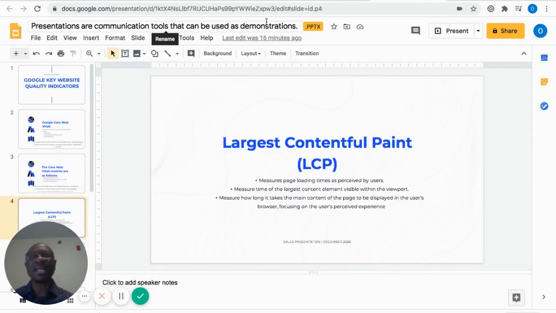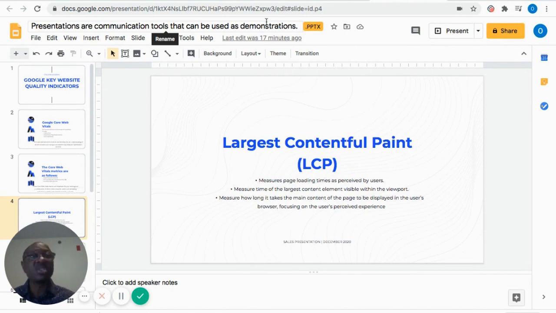So let's look at each of these individual components. The largest contentful paint. What is Google looking for? This actually measures your page loading time as perceived by the users. It also measures the time of the largest element visible within the viewport. So this is from the point of view of the viewer. How does the user perceive your site? How does the user perceive the load time? Because that impacts their user experience. It also measures how long it takes the main content of the page to display to the user.